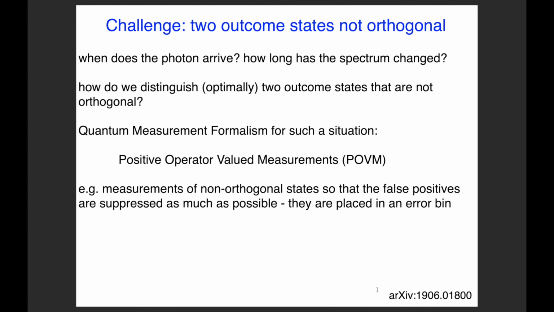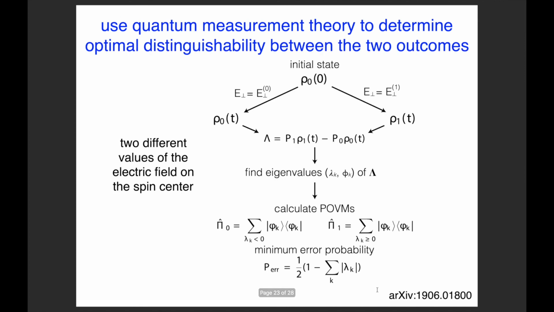And so here measurements of non-orthogonal states are done so that false positives are suppressed as much as possible. They're placed in an error bin. And we use quantum measurement theory to determine optimal distinguishability between the two outcomes.